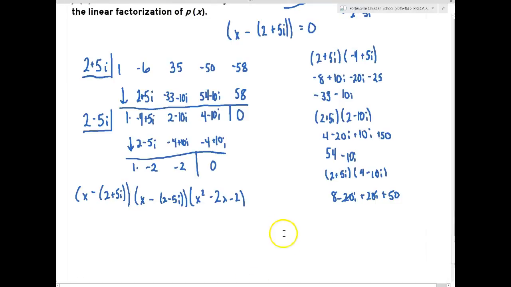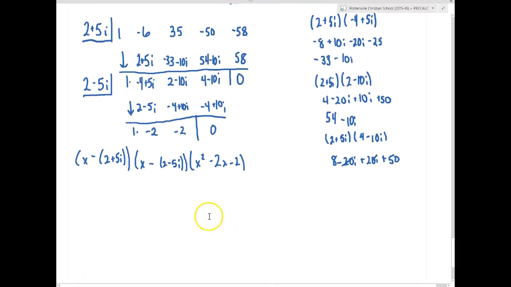The only thing is that they asked for a linear factorization, not just a quadratic factorization. So here we have to break this quadratic down into more factors that are linear. And we can factor it out a number of ways, but I can't really come up with two numbers that multiply to negative 2 and add to negative 2. So let's use our good old quadratic formula.